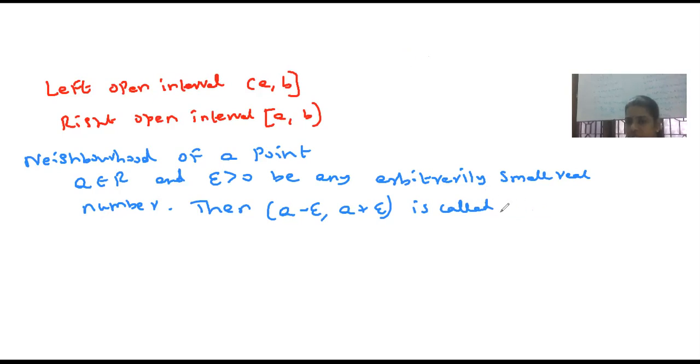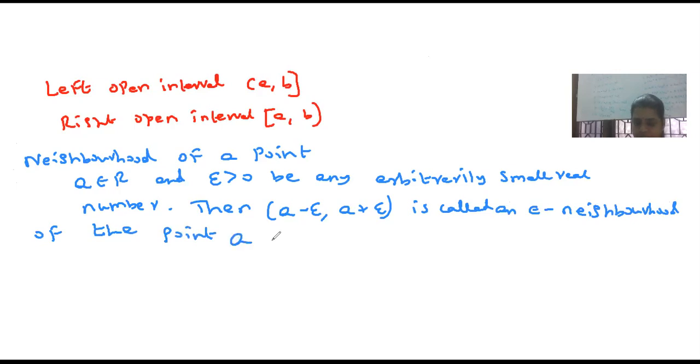Is called an epsilon neighborhood. Understand பண்ணிட்டீங்களா? Of the point A, epsilon neighborhood of the point A. Okay, so here and it is denoted by n of neighborhood of A comma epsilon. This is called as neighborhood.